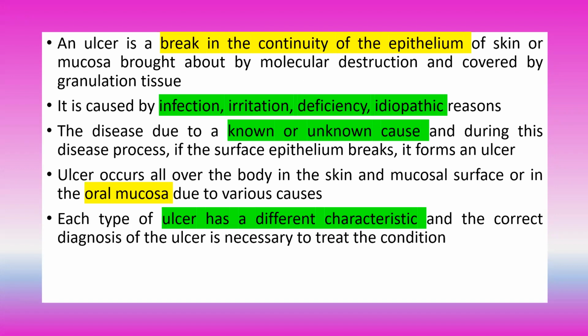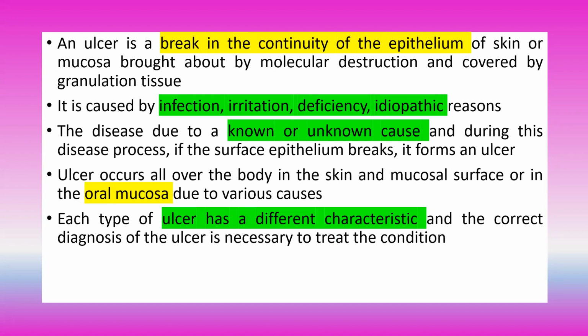There can be many etiological factors for an ulcer, like infection, irritation, deficiency, and other idiopathic reasons. The disease, due to a known or an unknown cause, and during this disease process, if the surface epithelium is breaking, it immediately forms an ulcer.